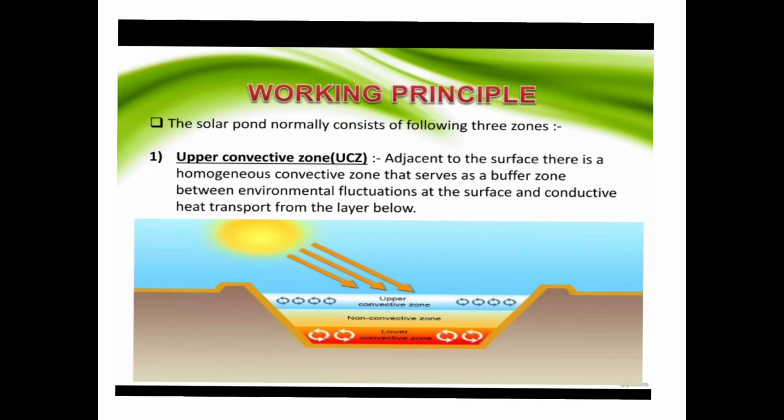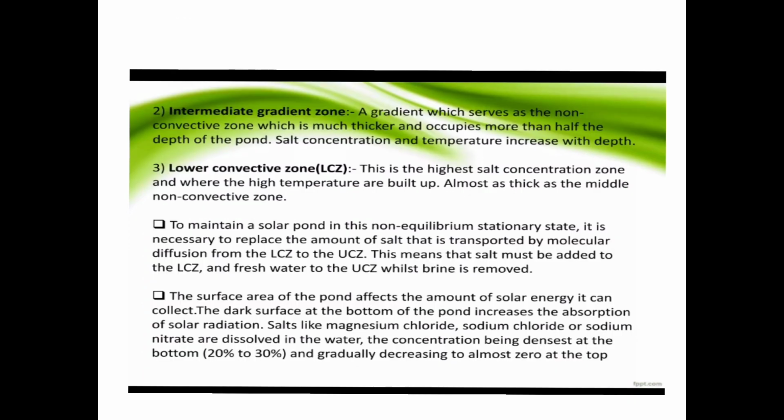that serves as a buffer zone between the environmental fluctuation at the surface and conducts heat transport from the layer below. Intermediate gradient zone. A gradient which serves as the non-convective zone, which is thicker and occupies more than half the depth of the pond. The salt concentration and temperature increase with the depth. Finally, lower convective zone. This is the highest salt concentration zone and where the high temperatures are built up, almost as thick as the middle non-convective zone.